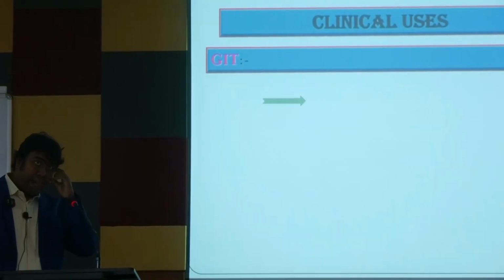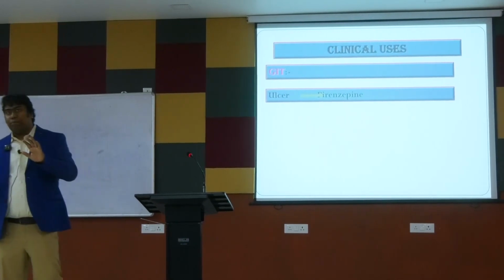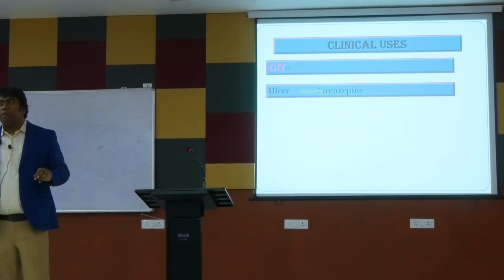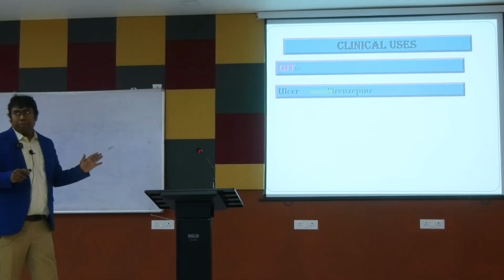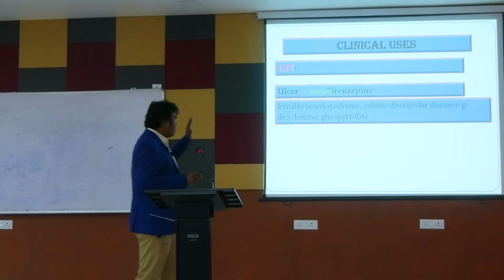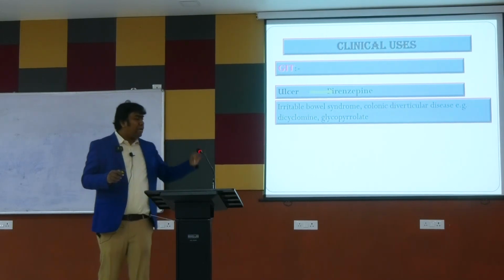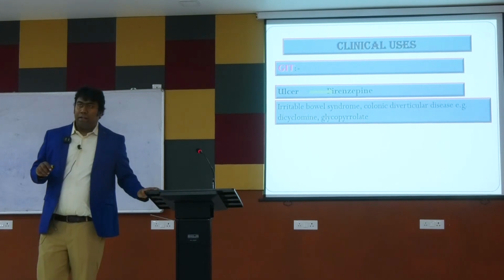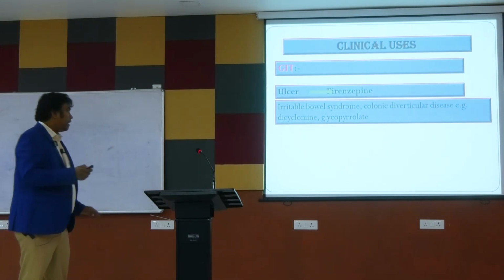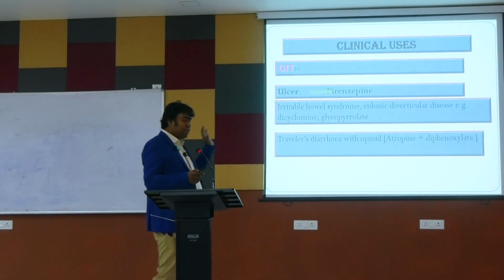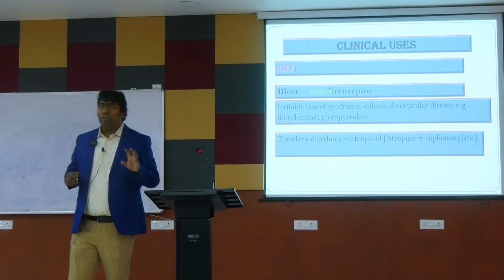Next, GIT. In ulcers pirenzepine was given, but now it is not a drug of choice. The drugs of choice are proton pump inhibitors followed by some H2 blockers. Rarely use pirenzepine. But in case of irritable bowel syndrome and colonic diverticulum, dicyclomine and glycopyrrolate are still given. It is not atropine, it is atropine substitutes. In traveler's diarrhea, along with an opioid, some atropine or atropine substitute is given.